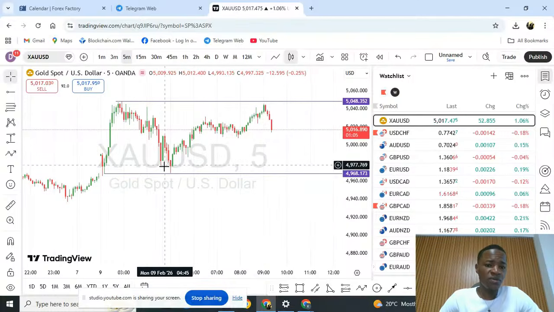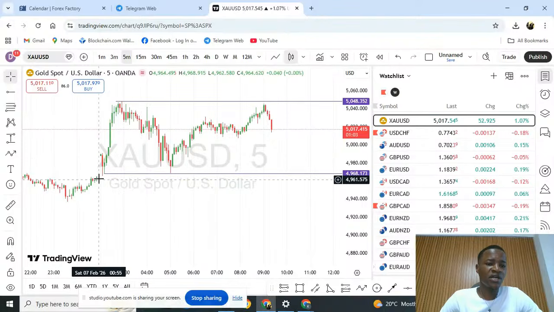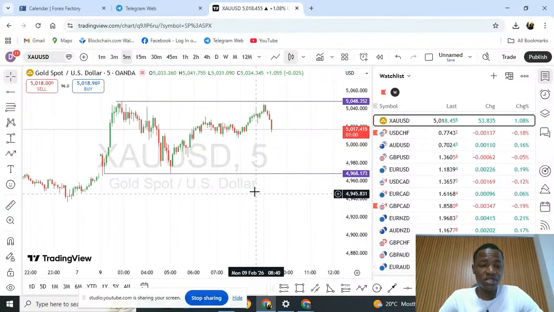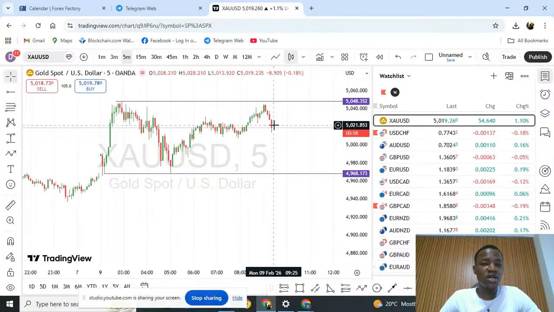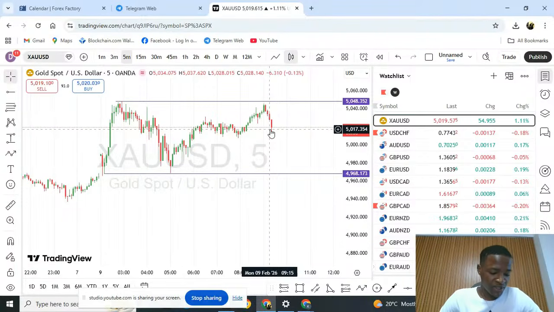market kuja kuswipe liquidity ipande, but unaona hapa sasa hii market haikuswipe liquidity, so ni kumaanisha kuna liquidity nyingine itatengenezwa. Sasa imefika pia juu haijaswipe liquidity, hakuna liquidity imeswipe, so you have to be very alert on it.